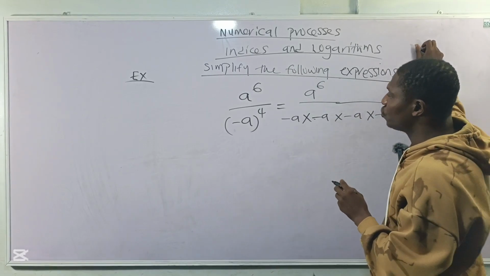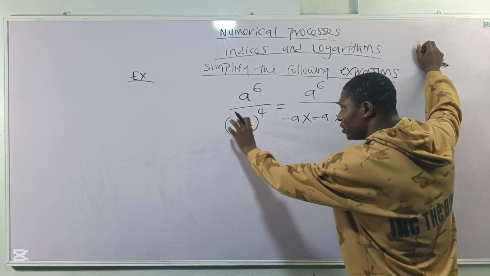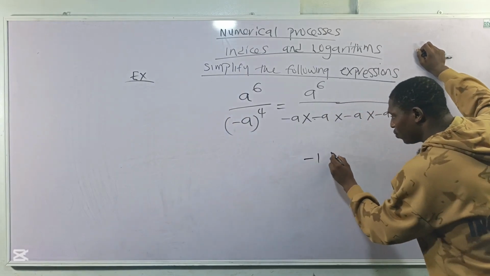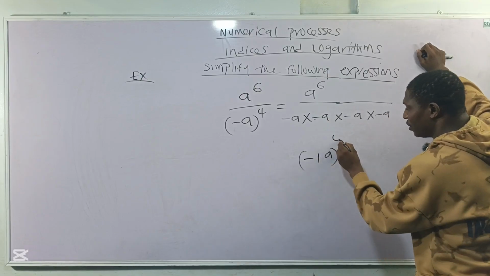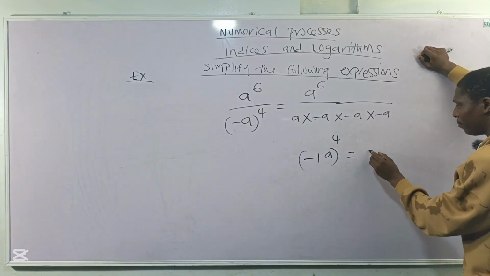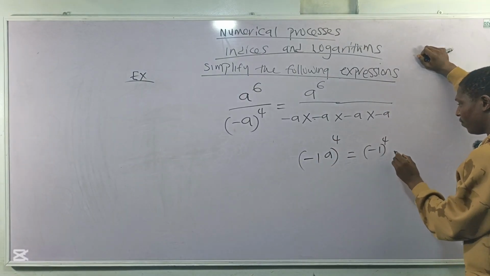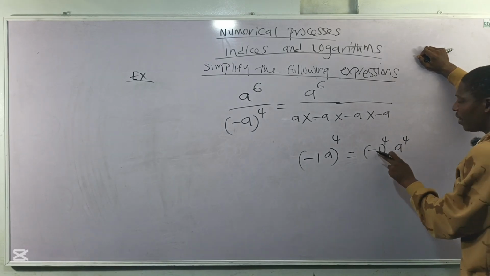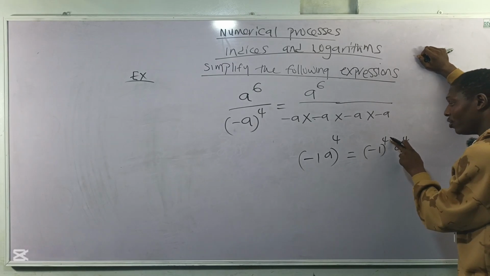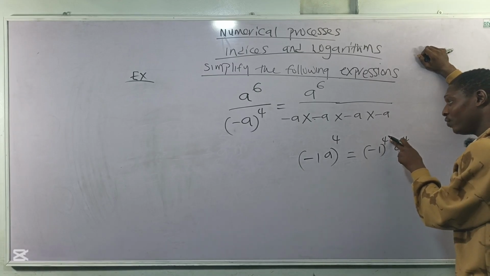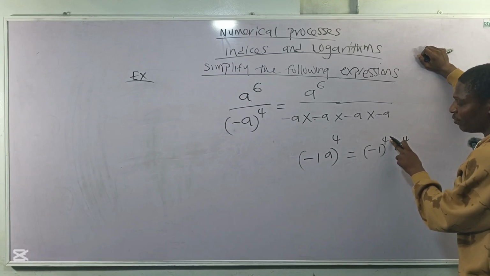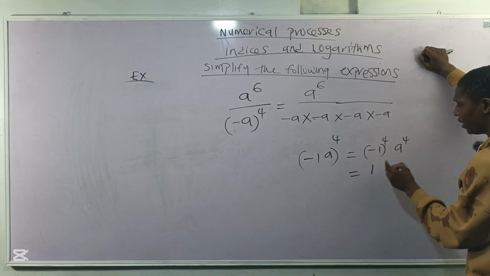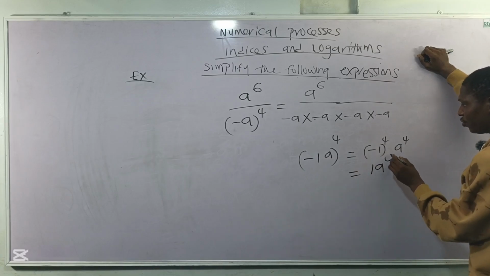But another thing you need to know, I can also decide to change this negative a as minus 1a raised to the power 4, which now gives me minus 1 in bracket raised to the power 4 and a raised to the power 4. And when you have a negative value raised to an even number, it gives us what? A positive value. So minus 1 raised to the power 4 will give me positive 1, and a raised to the power 4 remains a raised to the power 4.